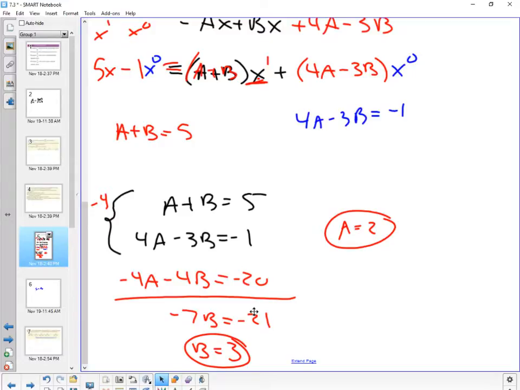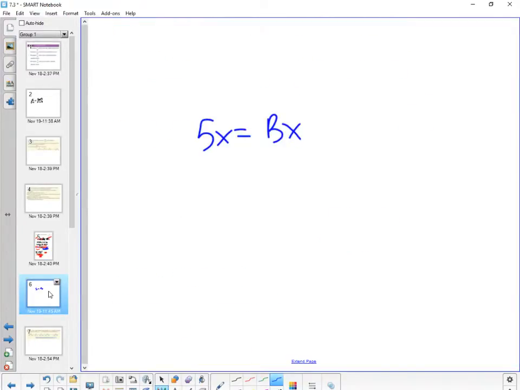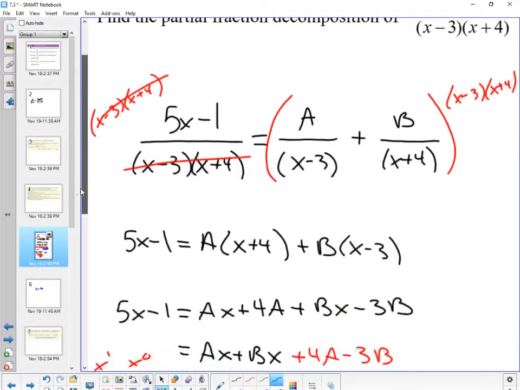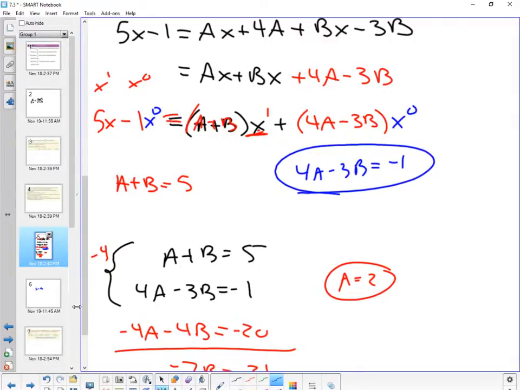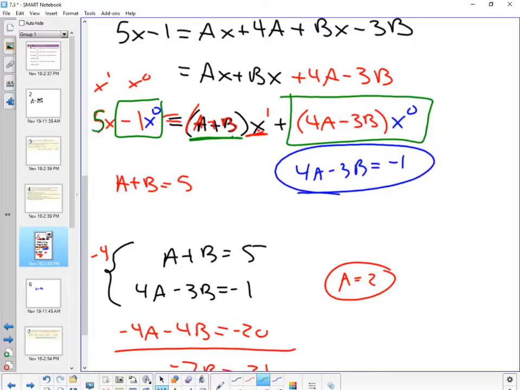Yes? The 4a minus 3b equals -1 from right here. Remember what I said about this? 5x equals bx. What does b equal? Let's go here. I'm saying that this piece of the equation is the same as this piece of the equation, right? So that means 4a minus 3b should be the same as the -1. So 4a minus 3b is equal to -1, just like over here on this side, the a plus b should equal the 5.